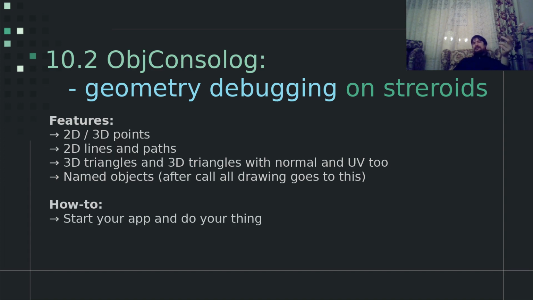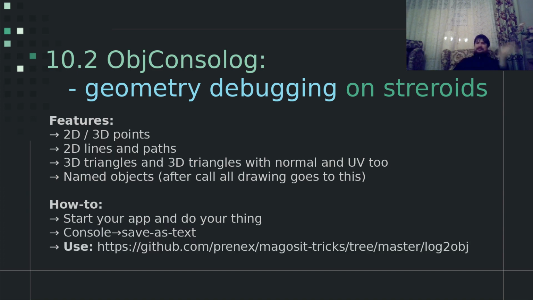How to do it if you already use this ObjConsolog? You use the functions in the ObjConsolog. I will not explain all of them in detail. You start your app, you have this setup, you start your app, do your thing. You save text from the console, or maybe you redirect it to a file or something, and you use this tool that is from the Magos IT GitHub, or you can use your own Vim tricks, but I wrote this tool in Python after a while, and then that's it. You can import the file in Blender.